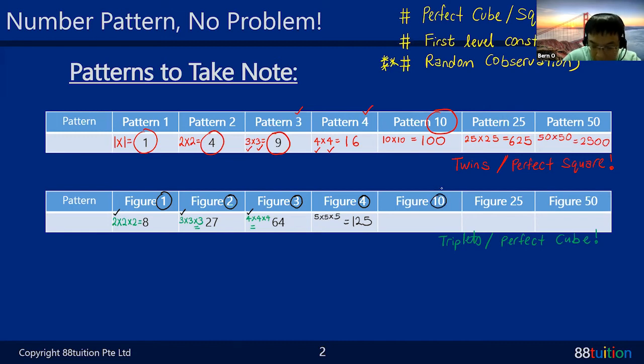Figure 10, remember the pattern? All right, 10 plus 1 is 11. 11 times 11 times 11, triplets again. Okay, wow, number too big. Wow, how? Don't panic, press the calculator. Some of you panic for no reason, right?